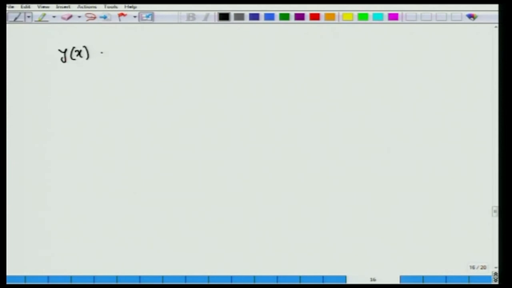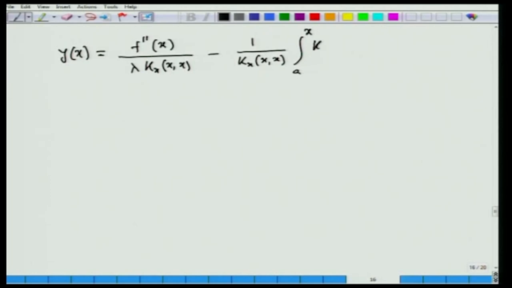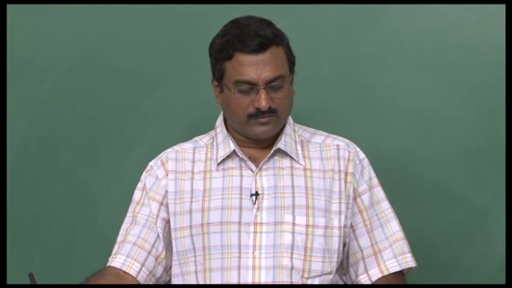So, that means this k_x(x, x) is not equal to 0, and therefore from here we can generate the Volterra integral equation of the second kind, given by y(x) equal to f double dot(x) divided by lambda times k_x(x, x), minus 1 over k_x(x, x) times the integral a to x of the second partial derivative of k with respect to x, times y(s) ds. So, if k(x, s) is a polynomial in x minus s of degree, say, n, then differentiating the resulting equations n times, you can convert the equation into a Volterra integral equation of the second kind.